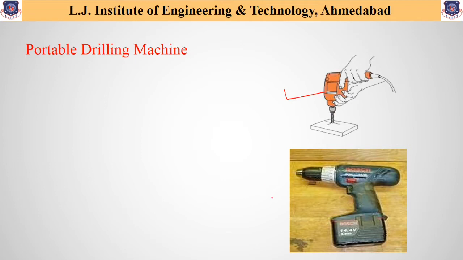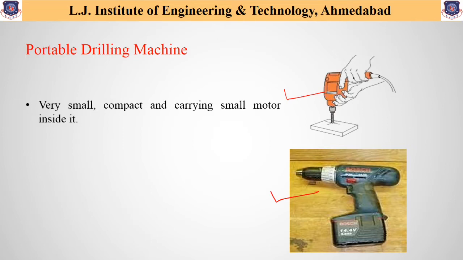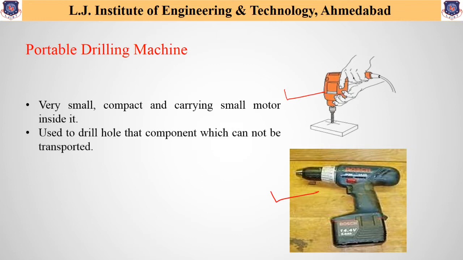is shown over here, and the actual machine is also shown in this figure. This machine we have seen everywhere in our normal home appliances. So first, this portable drilling machine is very small and compact, and it carries a small motor inside it. It is generally used to drill holes in components which cannot be transported because of their size and weight.